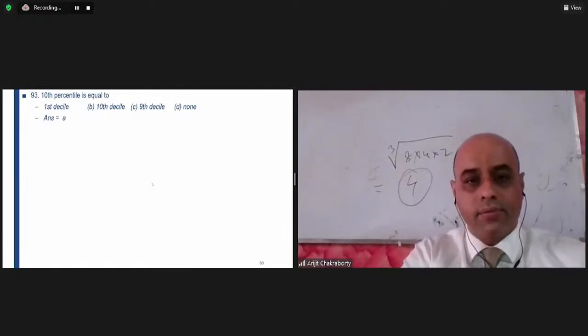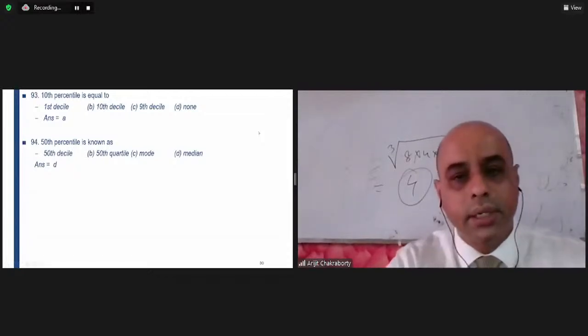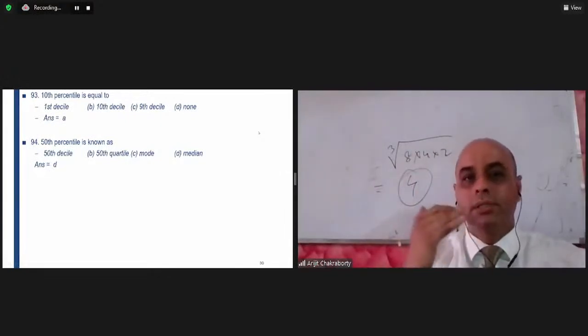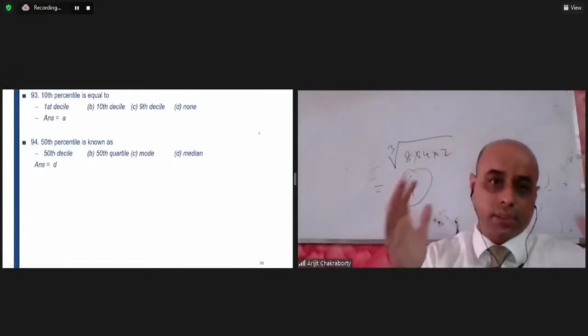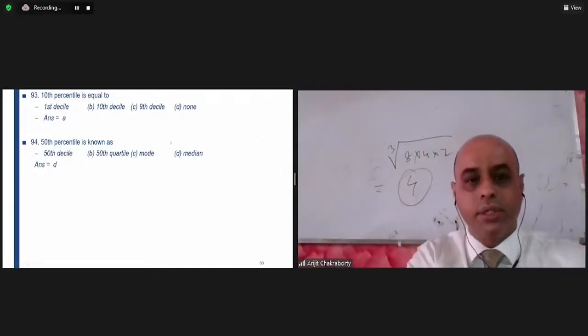Okay. Next one, 50th percentile. The 50th percentile is the middlemost. 50th percentile means the 50th observation. That is, out of 100, the 50th, that is middlemost. So it is the median. Option D is the right answer.